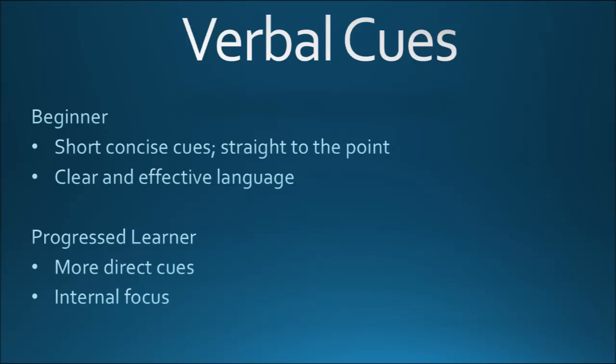Verbal cues are phrases used to emphasize, organize, or prepare the learner in order to foster positive learning. Cues are often given to focus the learner's attention to an important feature, such as 1 arm, 2 arm, then don't forget to breathe. Beginners often have reduced attention as they are concentrating on the movements. Therefore, it is essential that cues are short, concise, and straight to the point. The language used must also be clear and effective due to the learner's minimal concentration.